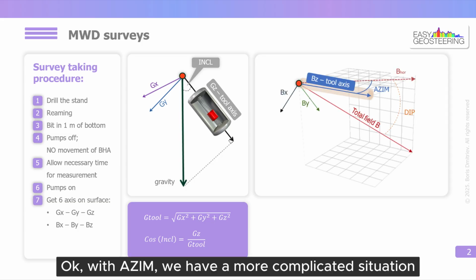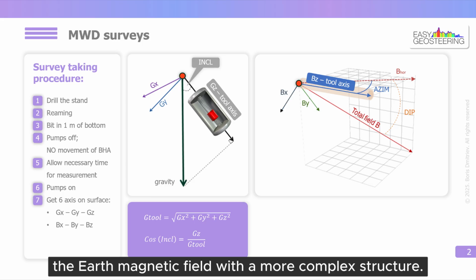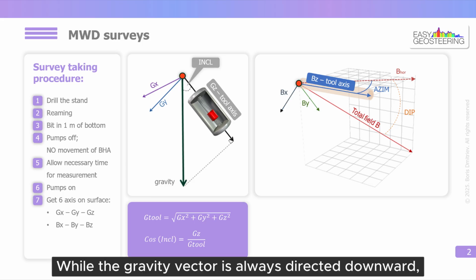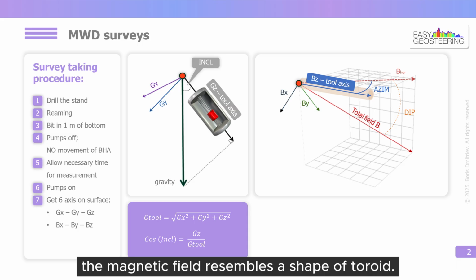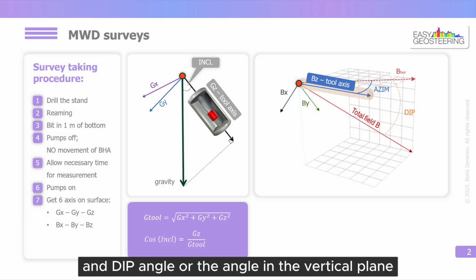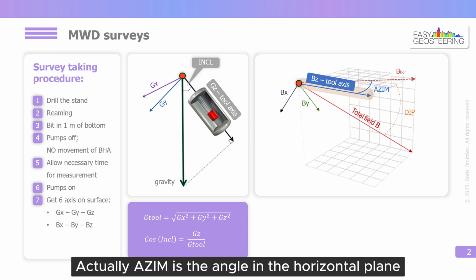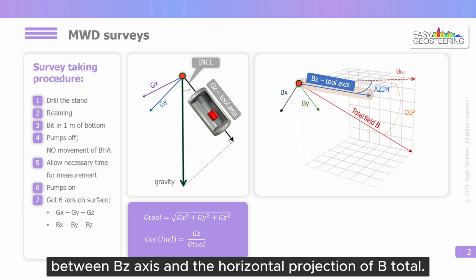Okay, with azimuth we have a more complicated situation, because the basis for measurement is the Earth magnetic field with a more complex structure. While the gravity vector is always directed downward, the magnetic field resembles the shape of a toroid. At a given point, the magnetic field is described by 2 components, B-total or the magnetic vector itself, and dip angle or the angle in the vertical plane between B-total and its horizontal projection. Please don't confuse it with the formation dip. Actually, azimuth is the angle in the horizontal plane between the BZ axis and the horizontal projection of B-total.